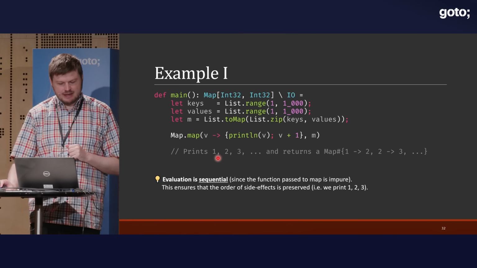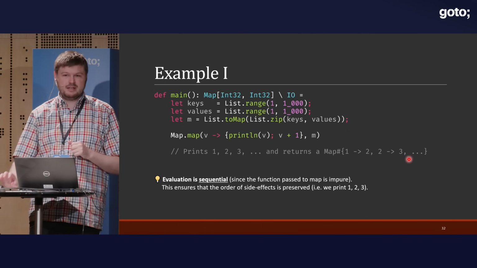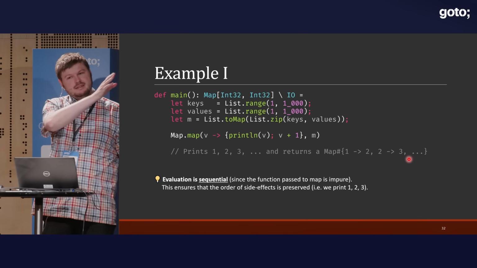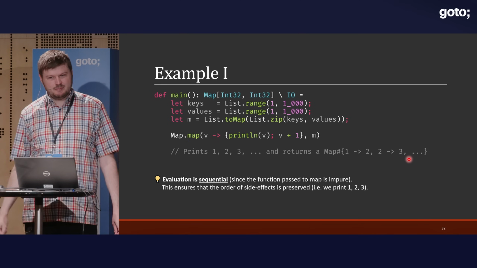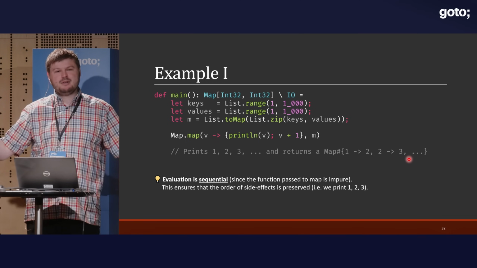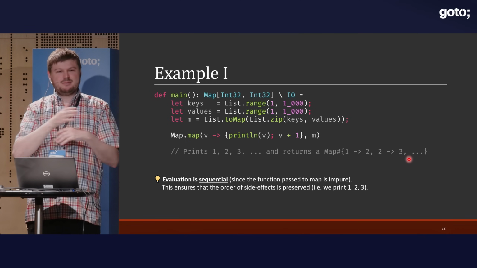So if you run this program, it will dutifully print 1, 2, 3, and then return the updated map. And very importantly, you see the prints in order, left to right, following the order of the map, and they could never be happening in parallel. Imagine you're printing multiple lines and suddenly the output would be interleaved.